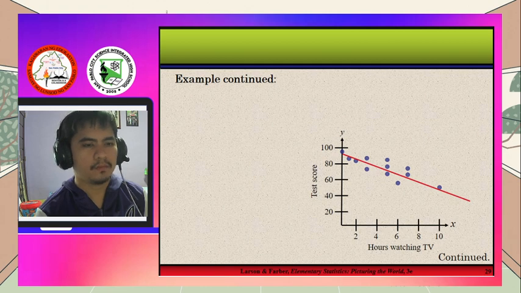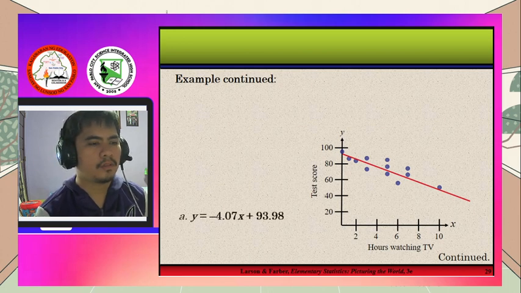Okay. So our independent variable is hours watching TV, and our dependent variable is the test score. So we have there the regression line. Okay. So our regression equation, y is equal to negative 4.07x plus 93.98. So that is our answer on letter A.